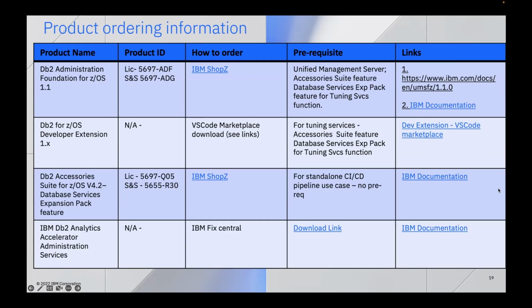So this page gives you ordering information: product name, product ID, where you can order it, whether it's ShopZ, the VS Code Marketplace, or Fix Central. The links give you some additional information, and it also has a brief listing of the prerequisites needed for each of these products. Hopefully that will be helpful as you get to the stage when you want to order these.